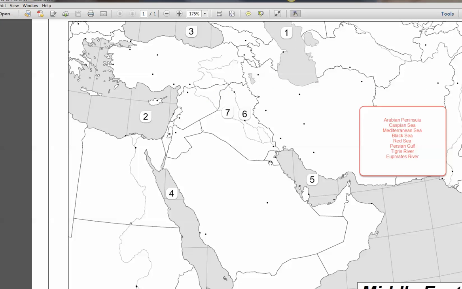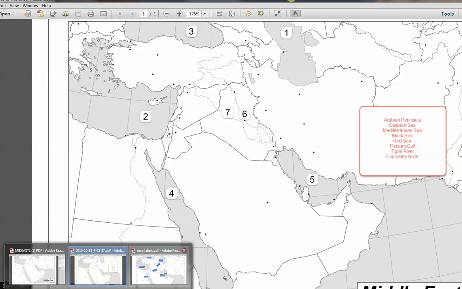And so now, if you were paying attention, you can name the 7 bodies of water that we find on or around the Arabian Peninsula. And here's a list of them here, including the word Arabian Peninsula, which again is this piece of land right here. These are all the bodies of water that we're about to label on your map, so it'd be a good time to pause the video and write them down so that you have them in your notes.